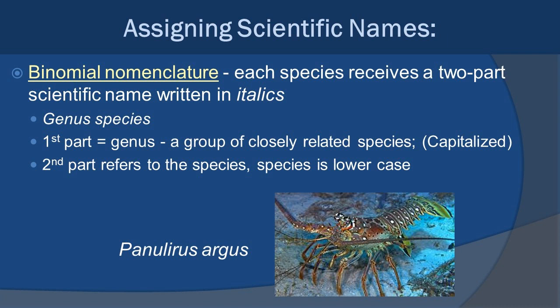I like to compare this to our own names. We have a first and a last name. The only difference here is our last name is usually our group name, our family name, and that is actually put first in our scientific names, Panulirus being that group name, and then argus being the specific name, like our more specific first name.